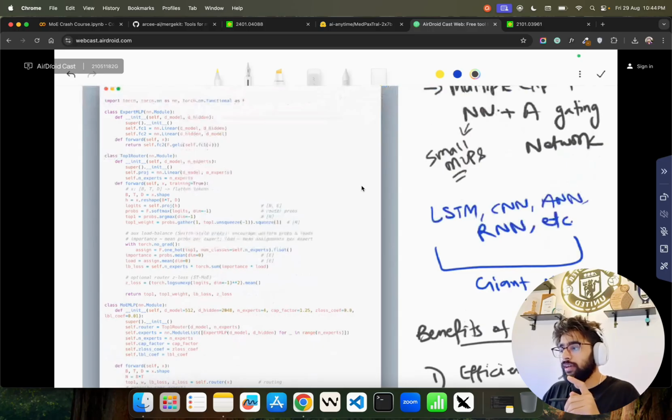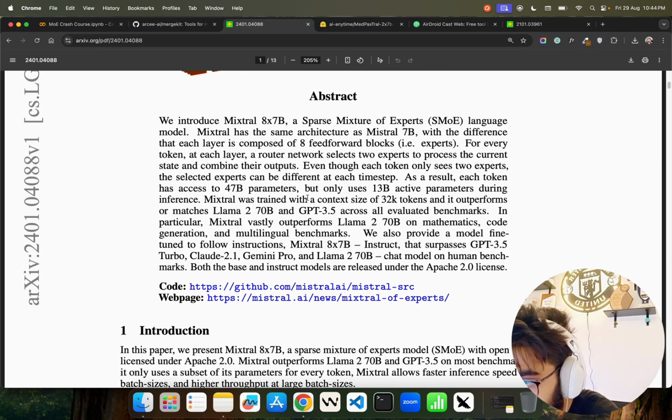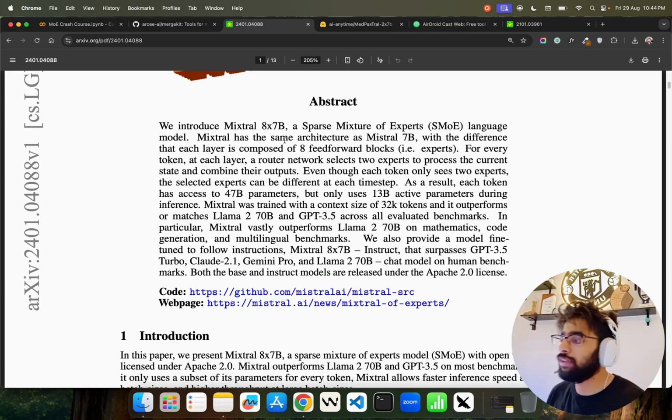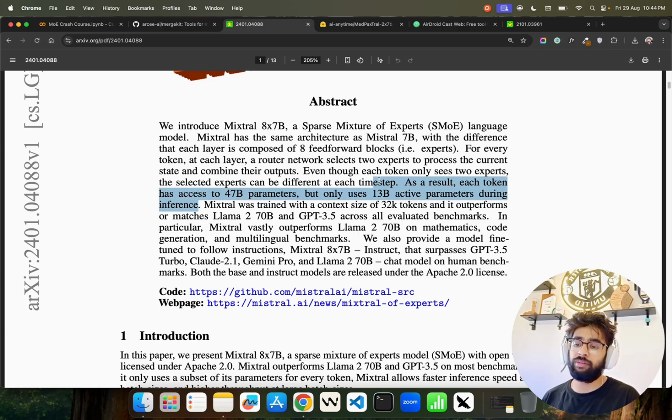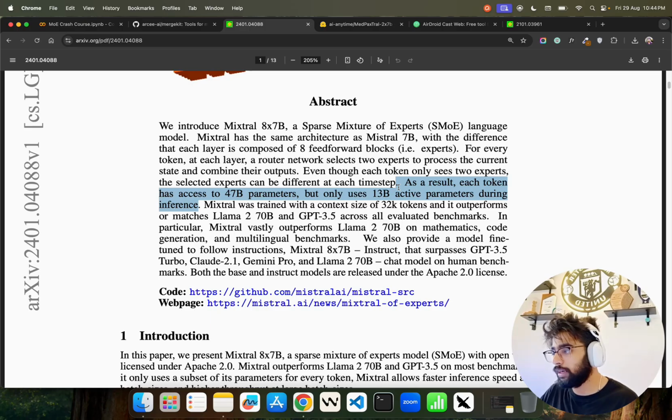Even if you look at this paper, which is 8x7B, it behaves like a 47 billion model. You can see it says it has access to 47 billion parameters, but only uses 13 billion active parameters during inference. So keep that in mind, what I'm saying is for each token. So it's a 47 billion dense model for the VRAM, so your GPUs, right? So it's not that easy also. When you are running it on a small GPU, you have to be careful about these models. The bigger models, you can't do it.